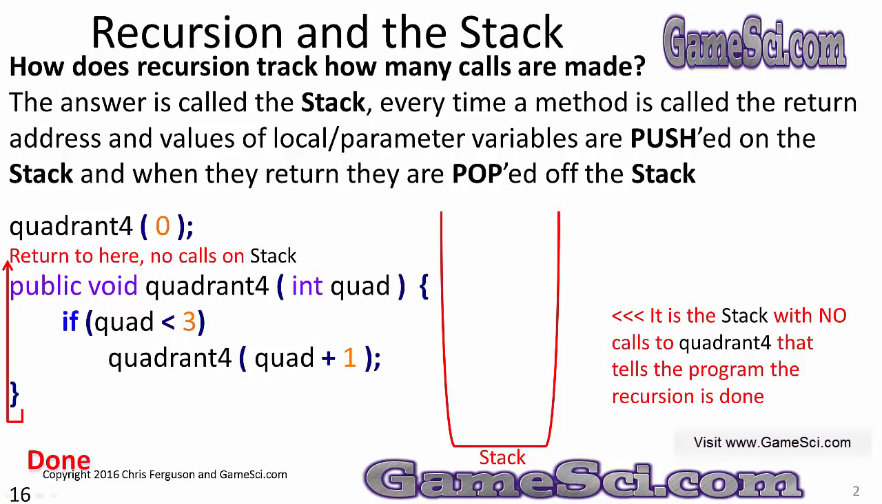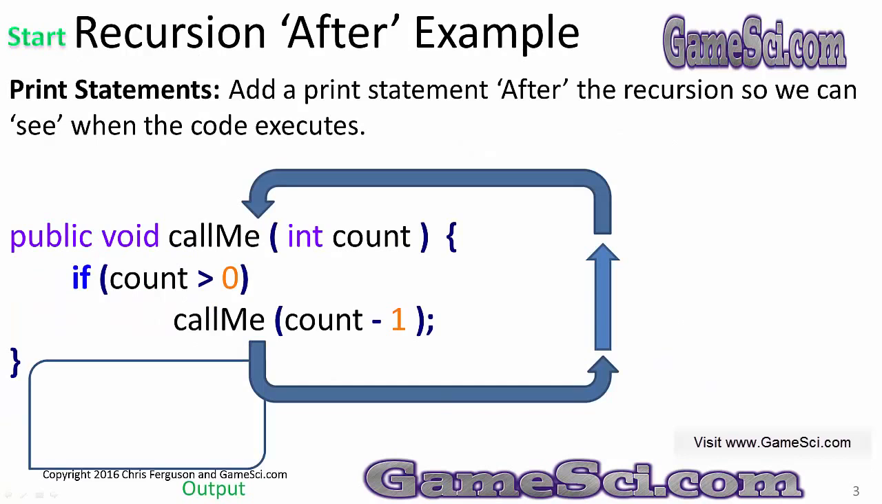Let's do another slide and get into a little bit more detail on how it works. I'm going to call this the recursion after example. We're going to add a print statement to the recursion, and we're going to add that print statement after the recursion so we can kind of see when the code executes. In the previous examples, it was really kind of hard to see what code was executing when. So by putting a print statement in, we'll see how it actually works. You can see my little example there. CallMe is going to execute CallMe in the middle and do the recursion.